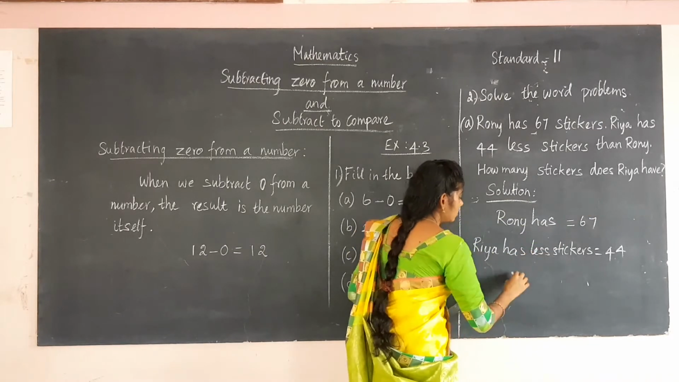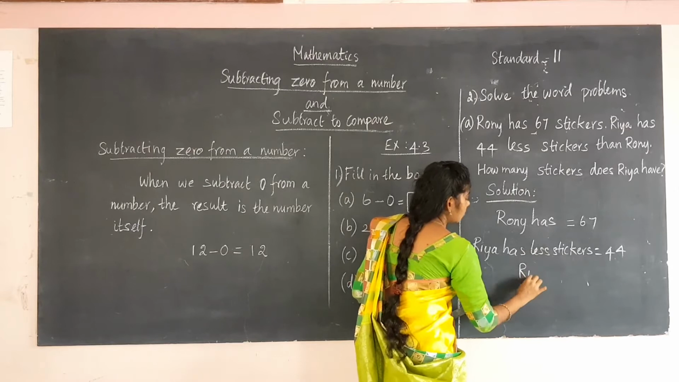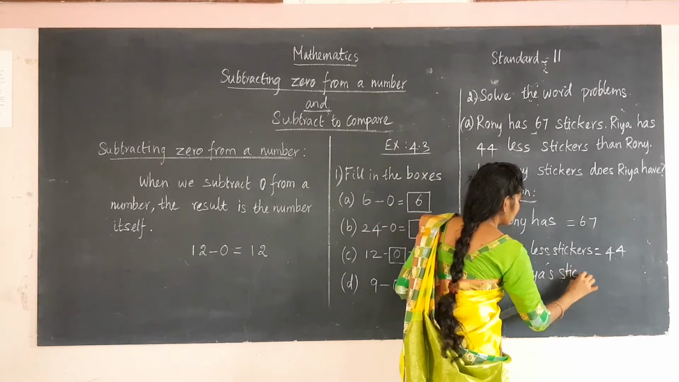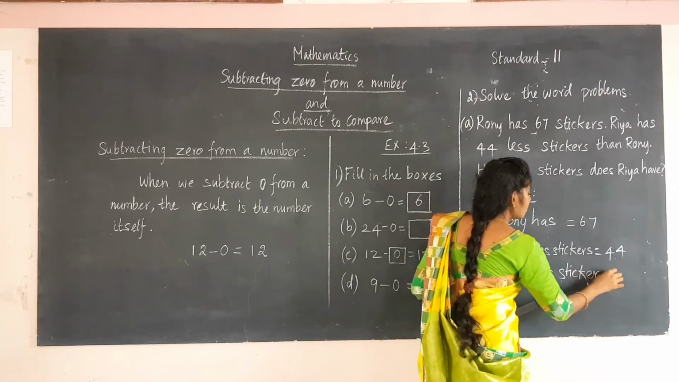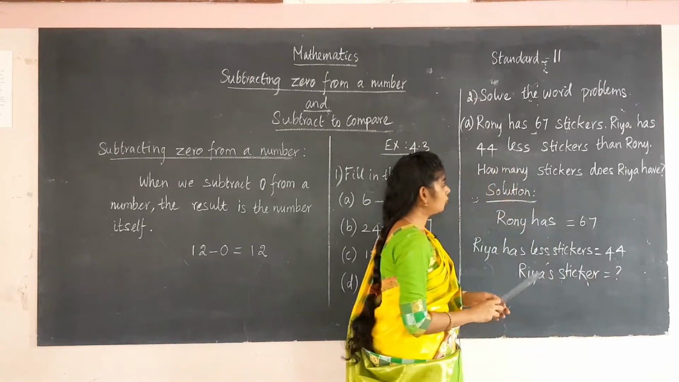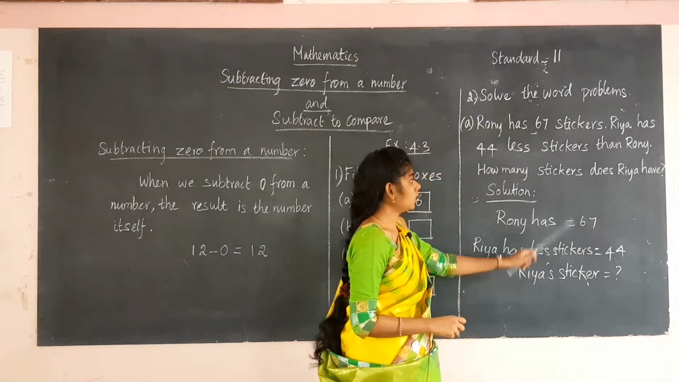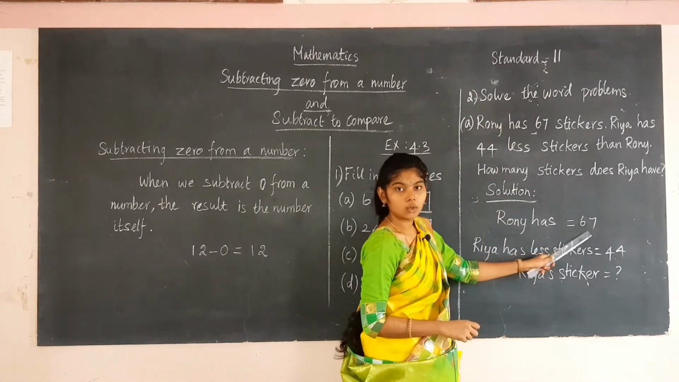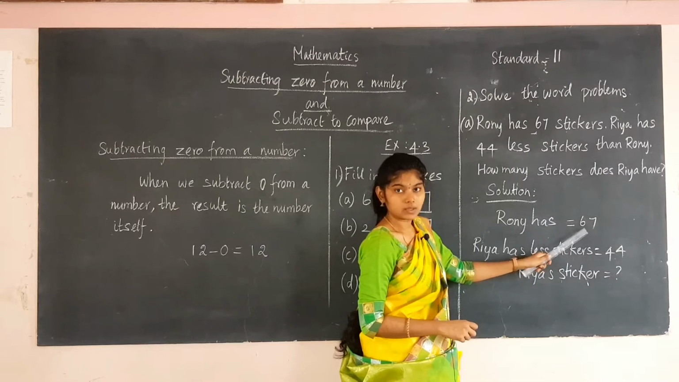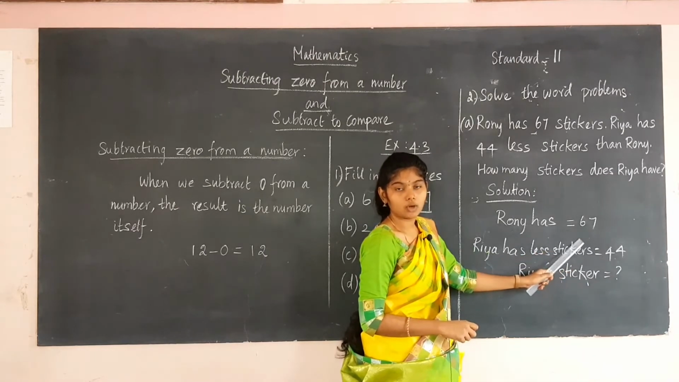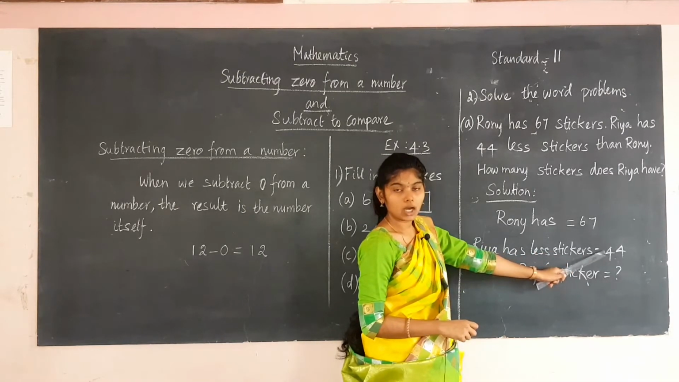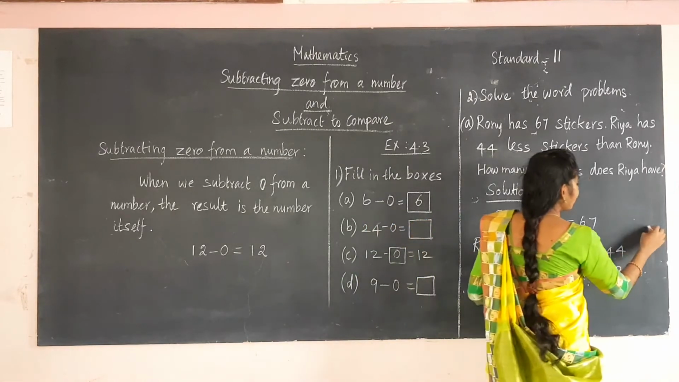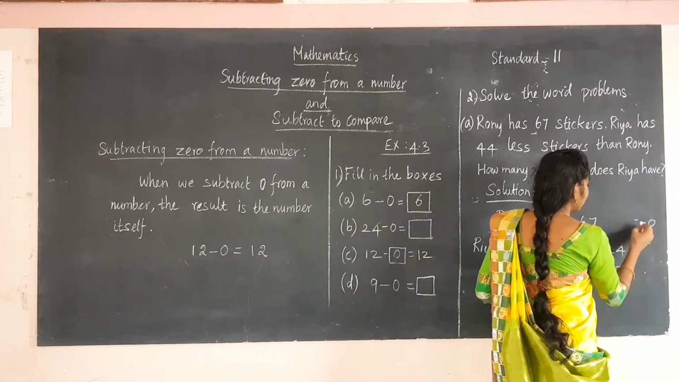So Riya has stickers, okay. So we are going to find this one. To find this, what do we have to do? We have to give the place values for this number. Up to which place value will you write? Up to the tens place, because it is a 2-digit number. For a 2-digit number, you write up to the tens place. So write the places, ones place and tens place.